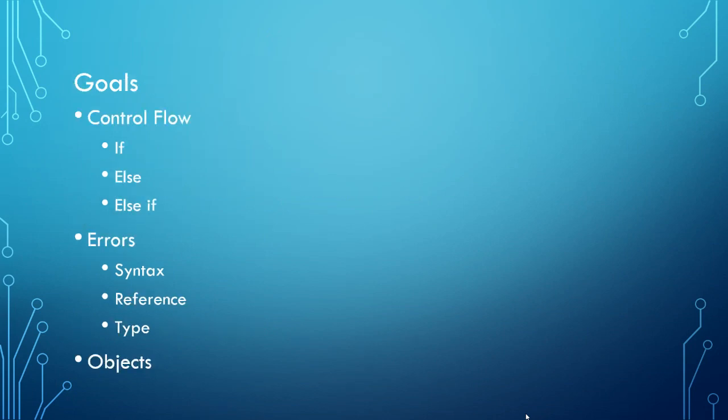In this video, it's going to be a little bit of a step up from our last video. We're going to be learning about control flow, and we're going to be learning about the different types of errors you may come across, and then finally, we're going to be learning about objects.